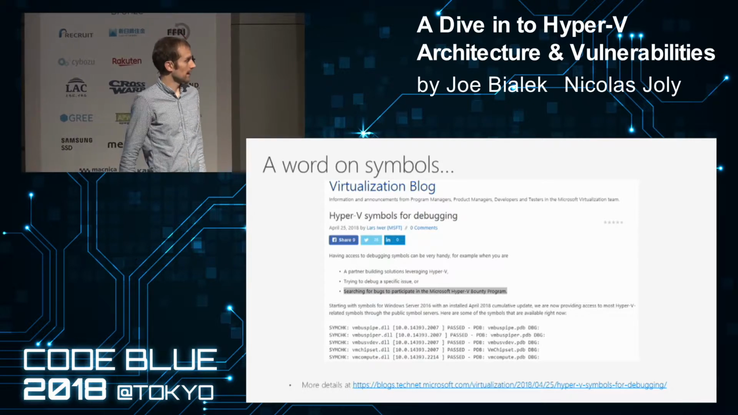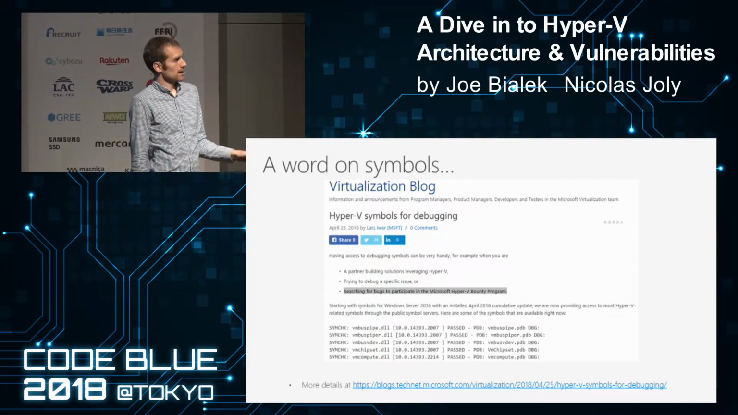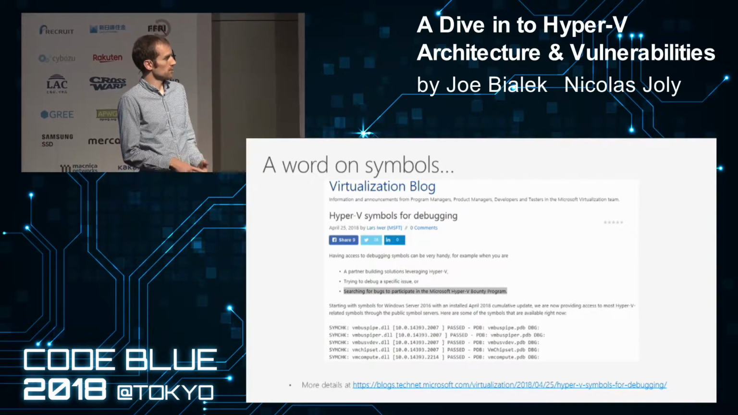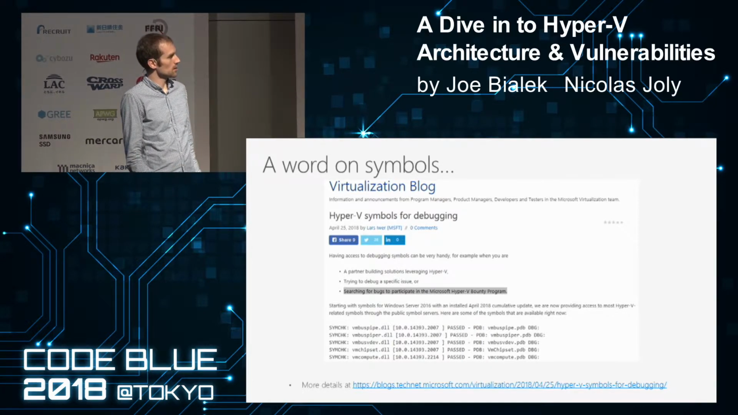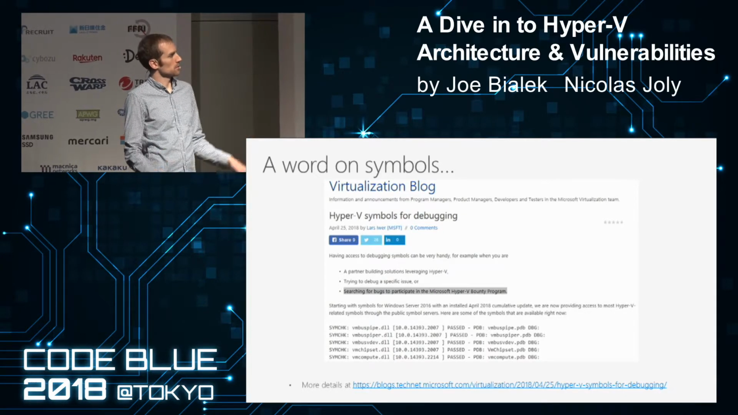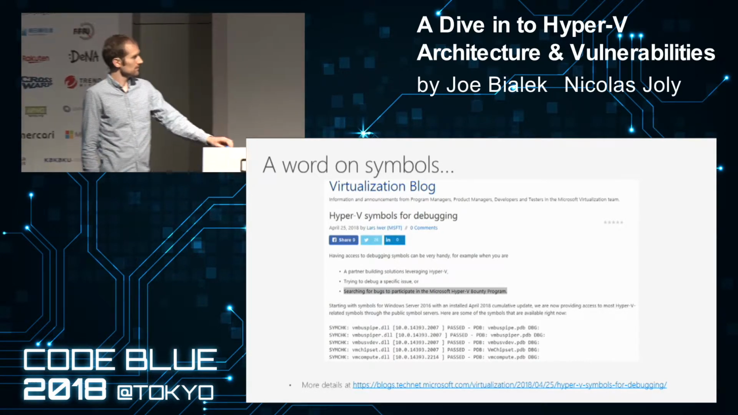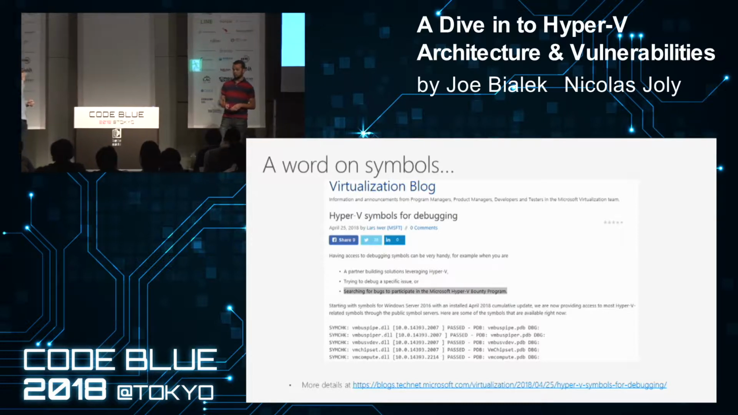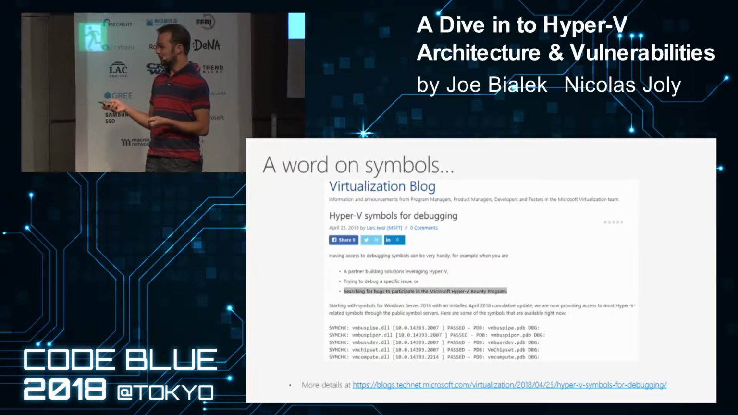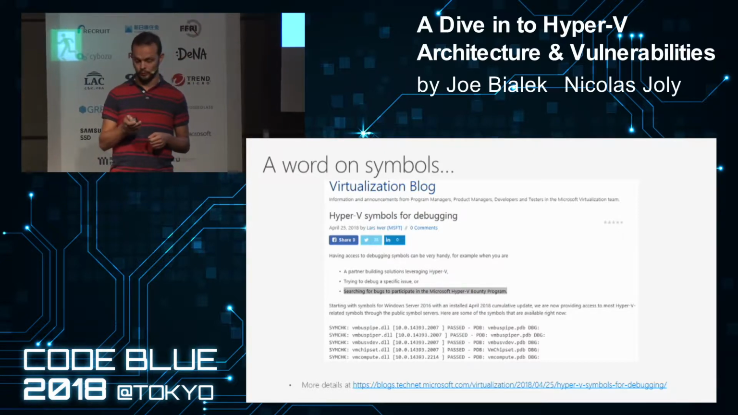And so as of right now, symbols are released for every Hyper-V component except for the hypervisor and the hypervisor loader. But all of the attack surface in the host operating system, we've got symbols published for all that stuff. That's great. So just keep checking out that link at the bottom of the page, because maybe one day the remaining symbols may be available.